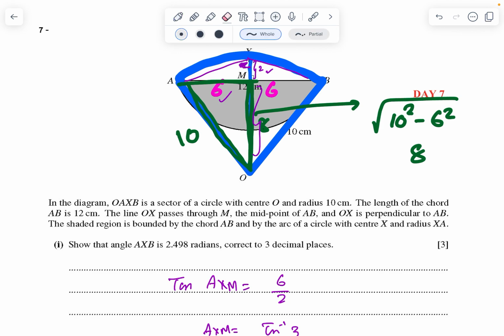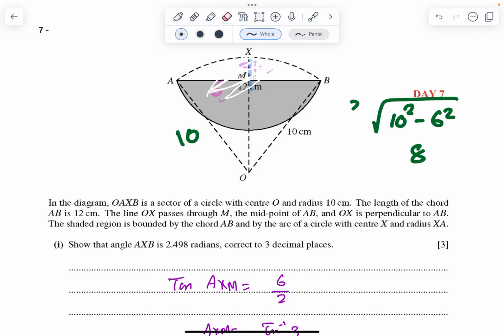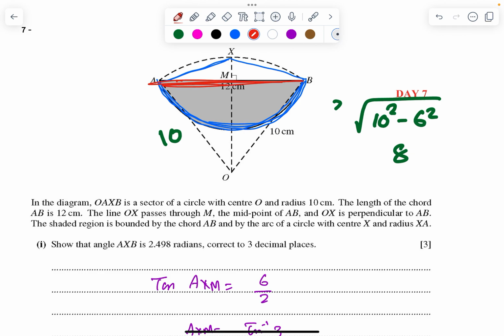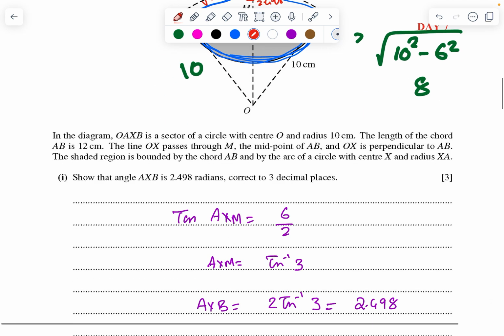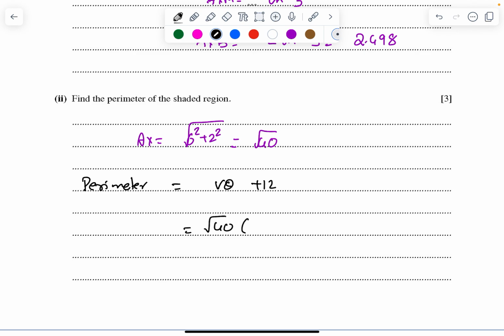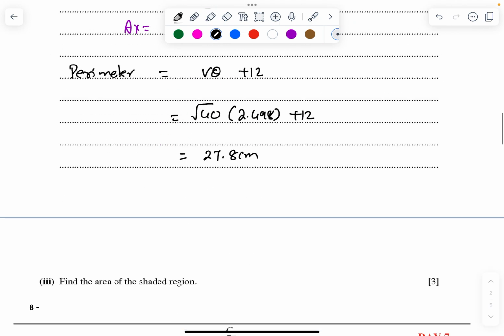Then the perimeter of the shaded region. So let me erase all this. How do I find the perimeter of the shaded region? It is the length of this arc plus this 12 centimeters. The radius we just got as square root of 40, and theta we got as 2.498. So perimeter equals r theta plus 12, where r is square root of 40 and theta is 2.498, plus 12. Simplify that, and you should be getting 27.8 centimeters.